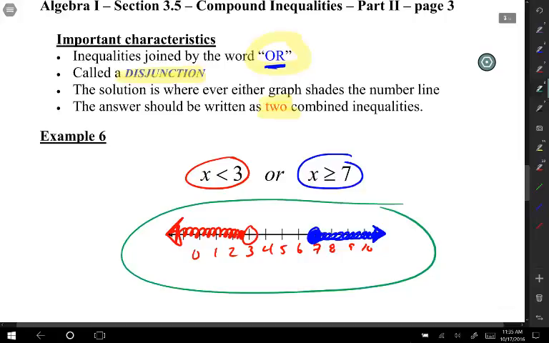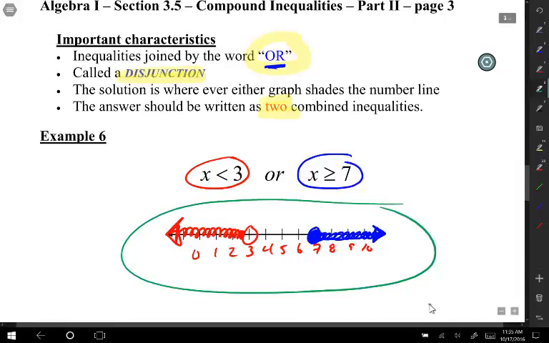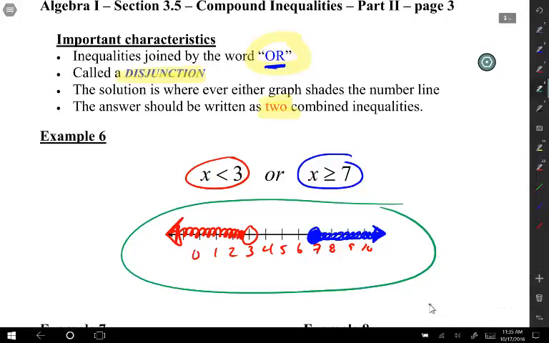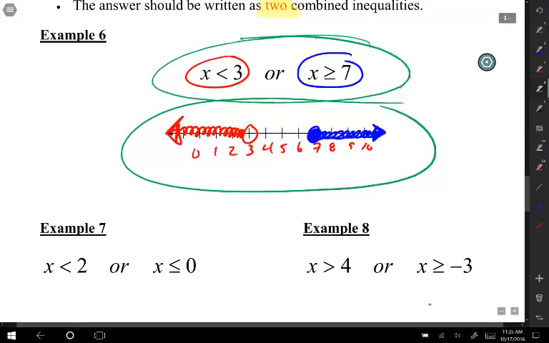What are the only things that don't win, that aren't solutions? Everything in between 3 up to 7. Everything else is a winner because it works for either one of them or the other one. And that's the beauty of it. Algebraically, you don't write this as one inequality. You write it just like this. That is your answer: 2 inequalities.